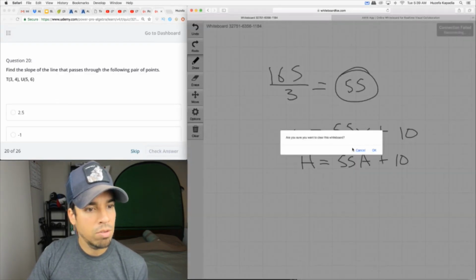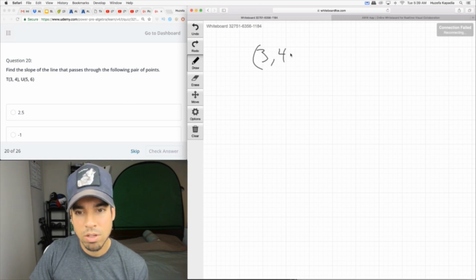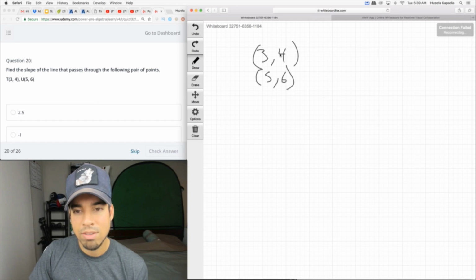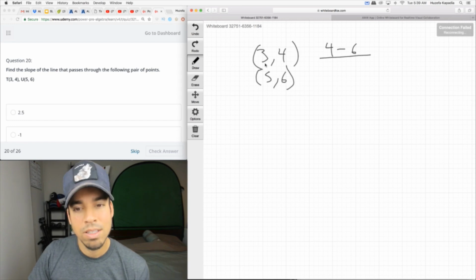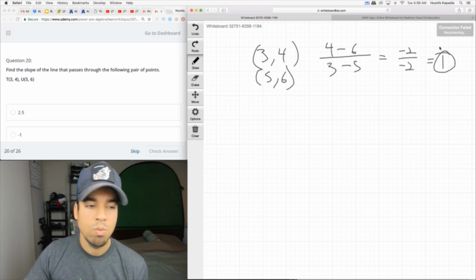All right, find the slope of the line that passes through the following pair of points. How do we find the slope? Well, here's how I always do it. I stack the coordinates 3, 4 over 5, 6, and then I take the difference. It's the difference of the y's, so I subtract down, 4 minus 6, over the difference of the x's. It's got to be in this order. That's why I stack them, 3 minus 5. And we get -2 over -2, which is a positive slope of 1.